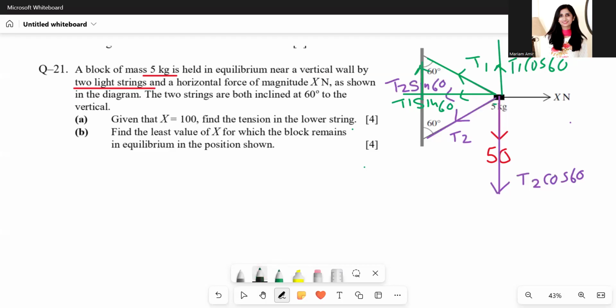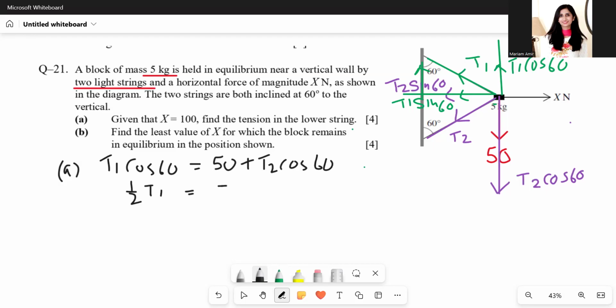Okay, now since the system is in equilibrium, we're going to equate the up force, which is T1 cos 60, with the down force, which is 50 plus T2 cos 60. What is cos 60? Cos 60 is half. So we have half T1 equals 50 plus half T2. I really want to get rid of the decimal, so I'm going to multiply by 2 on both sides. So T1 equals 100 plus T2. Let's call it equation 1.